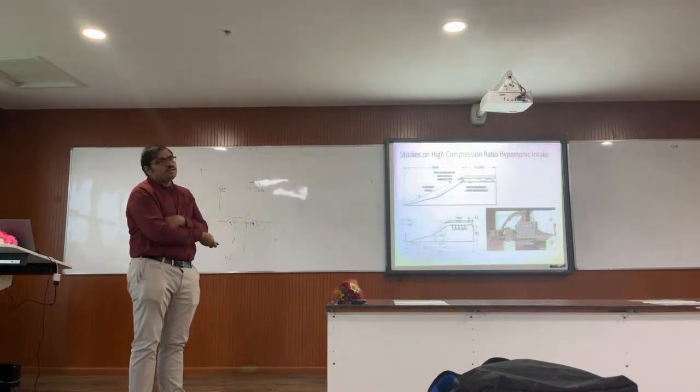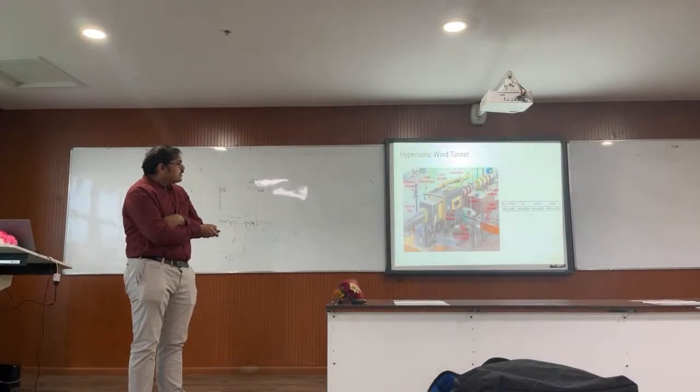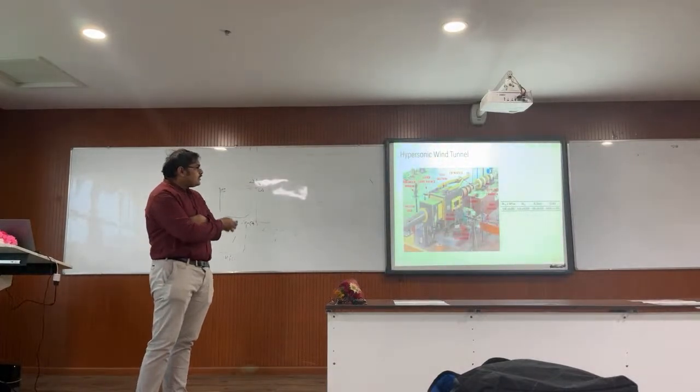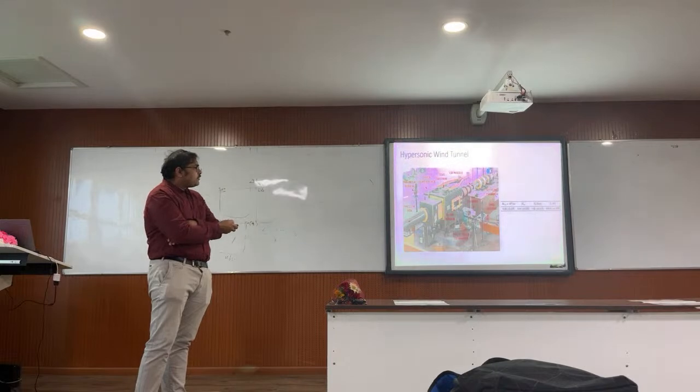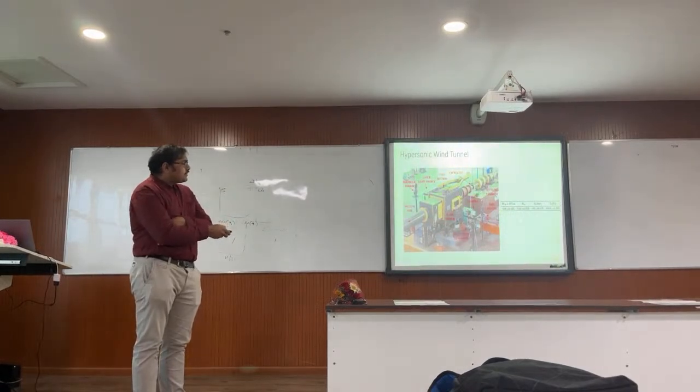It's called dynamic flap or dynamic cowl. So this is a photograph of the whole setup. This is a 0.5 meter hypersonic wind tunnel in University of Science. And the Mach number we are using is Mach 6, and Knudsen numbers are of this range.